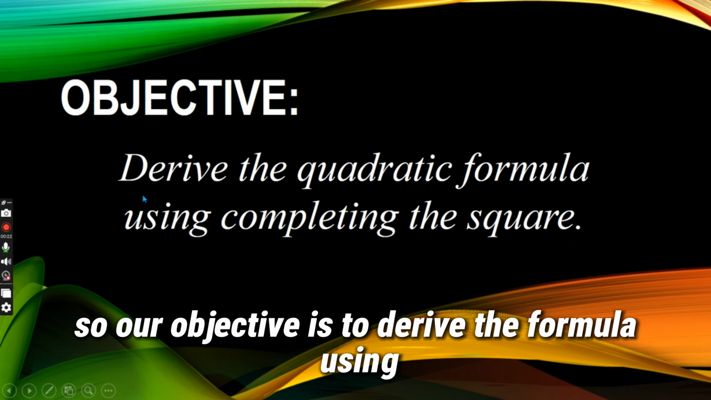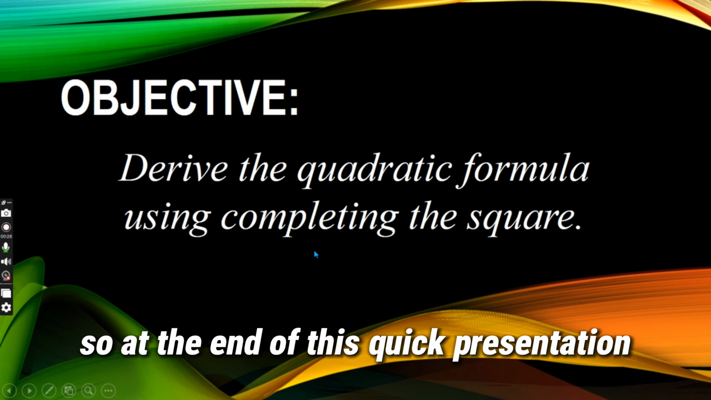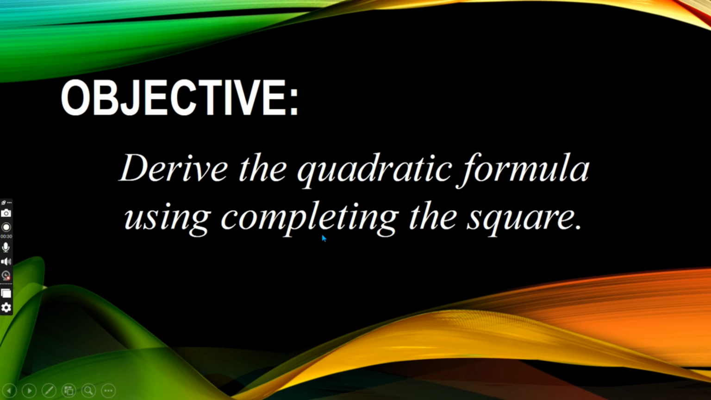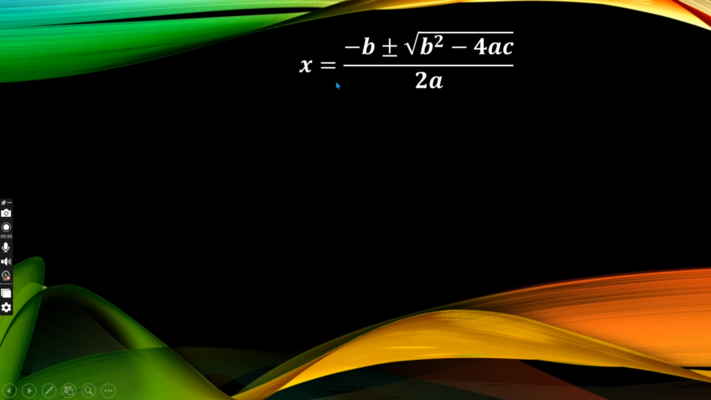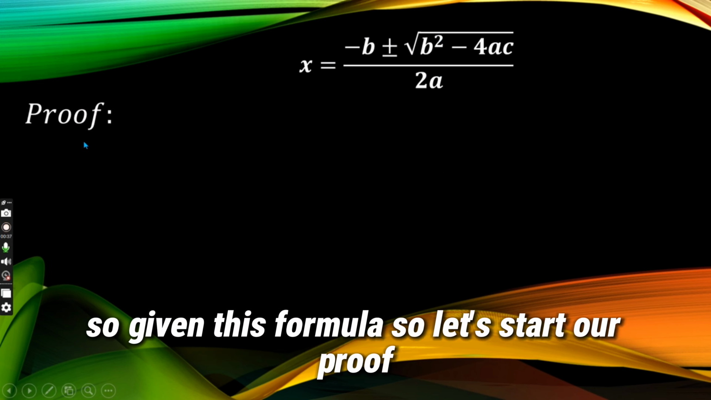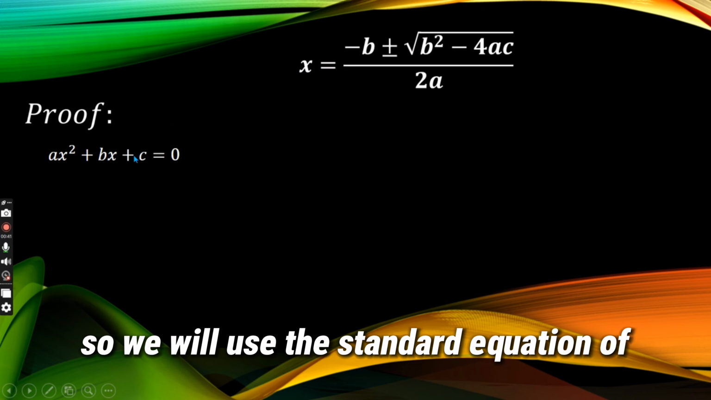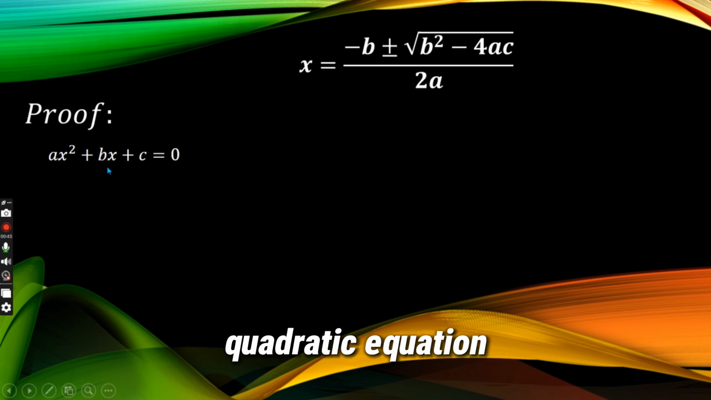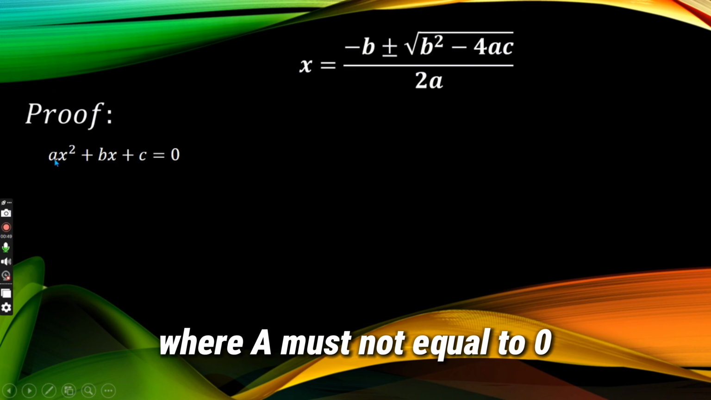Our objective is to derive the formula using completing the square. At the end of this quick presentation, we will prove the quadratic formula. So let's start our proof. We will use the standard equation of a quadratic equation, which is ax squared plus bx plus c is equal to 0, where a must not equal 0.